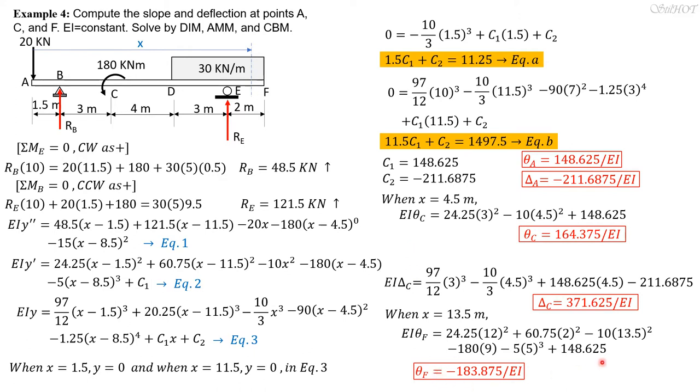Since we ran out of space, I will leave that calculation to you. You just substitute in equation 3, x is 13.5, and check that delta F is equal to, check this value, negative 347.75 over EI.